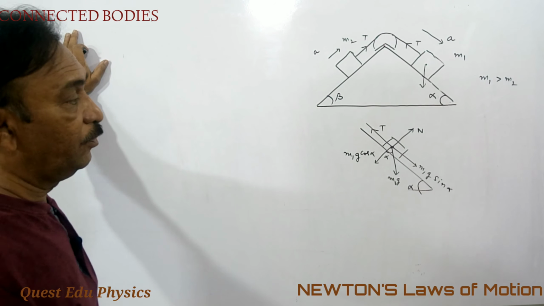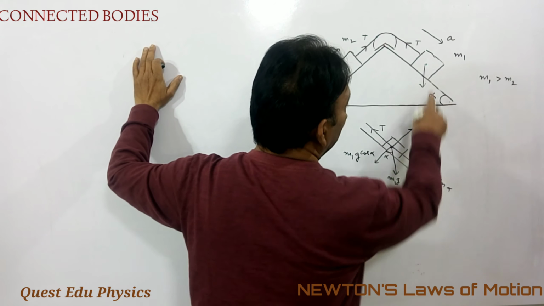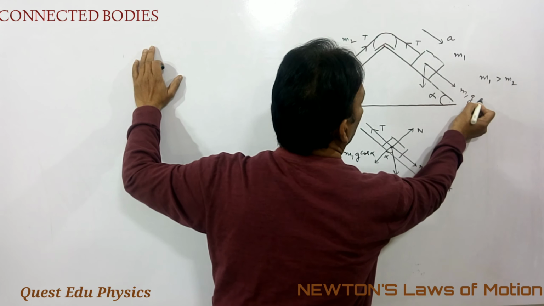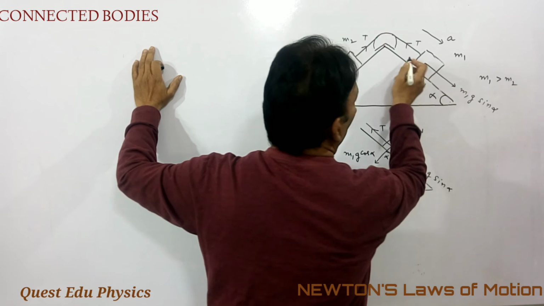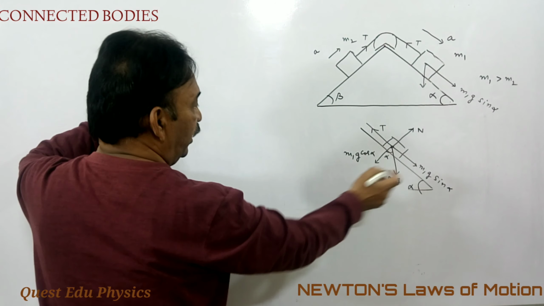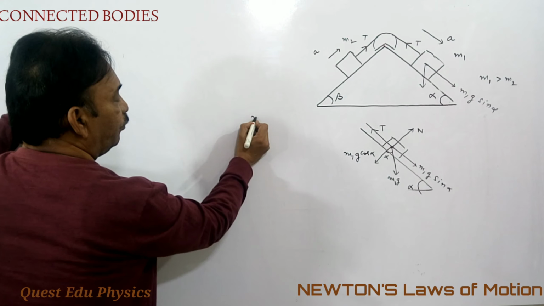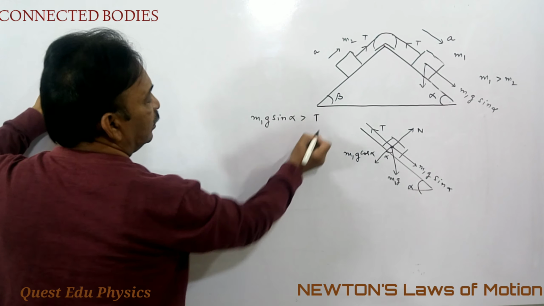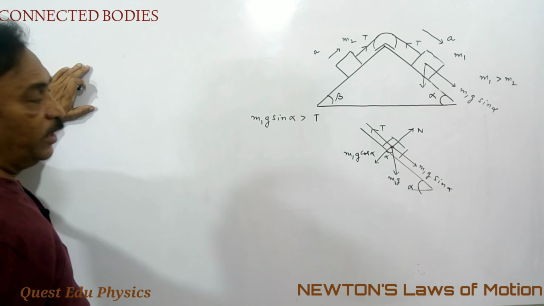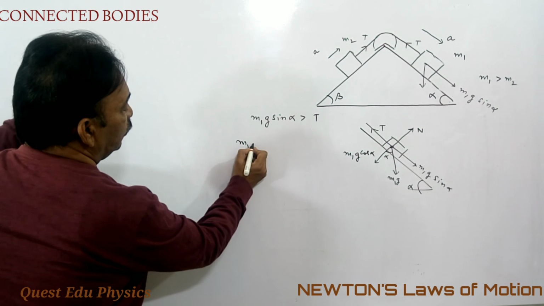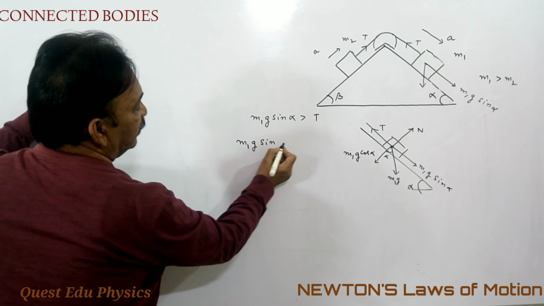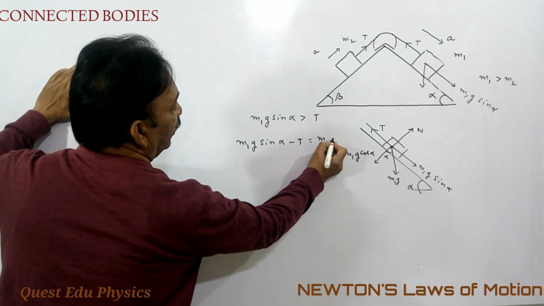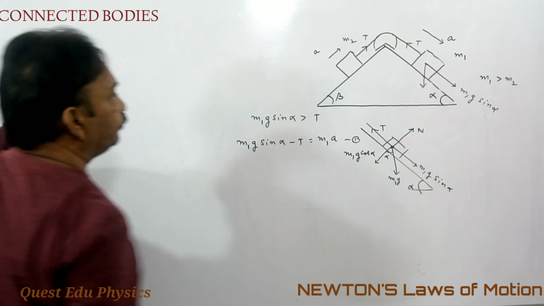Okay students, here m1g sine alpha, if you watch it carefully you will find m1g sine alpha is greater than the tension in the string. That's why the body is moving down. The difference between the two provides the acceleration, that is m1g sine alpha minus T is equal to m1a. Let's say this is equation 1.